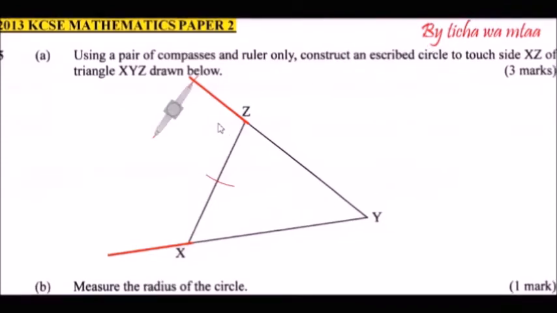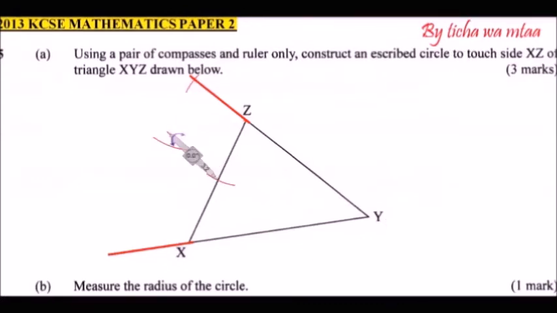Place your compass on one of the marks here, and you make another arc here. So this is the arc. Change the compass to this point and make another mark here. So you draw a line from Z and passes through this mark here, the cross section of the two arcs. You come up with a straight line.